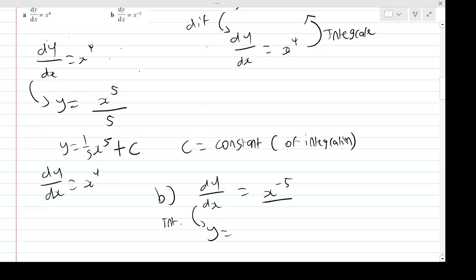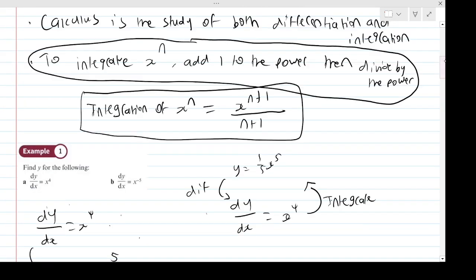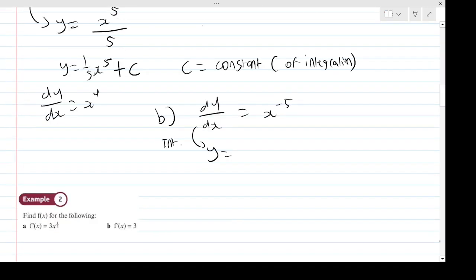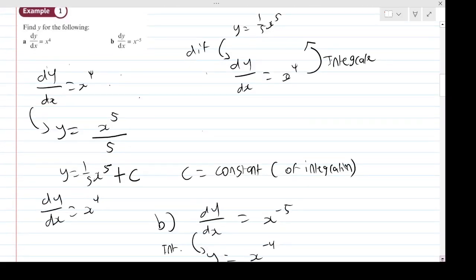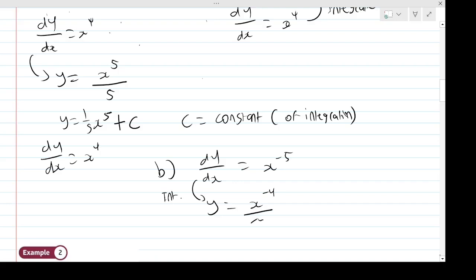So we're going to need to integrate this expression here, which means, firstly, we need to add 1 to the power. So we have x to the minus 5, and minus 5 add 1 is minus 4. Then we divide by the power, so that would be divided by minus 4. And then we could say that y is minus a quarter of x to the minus 4.